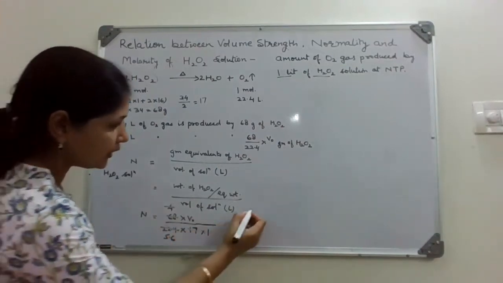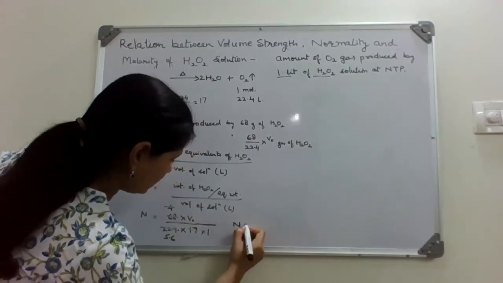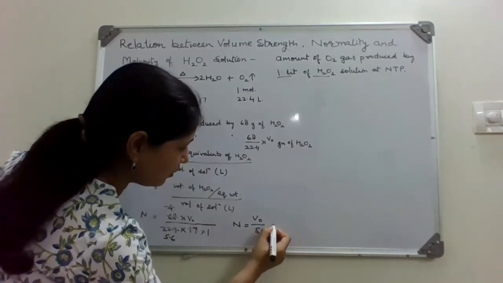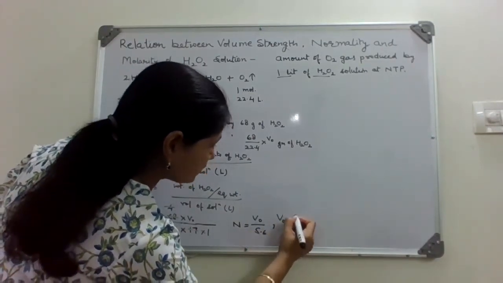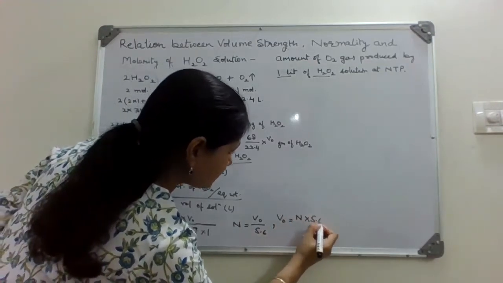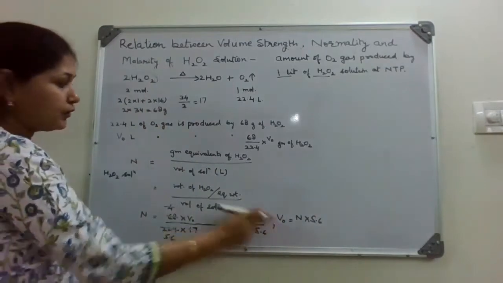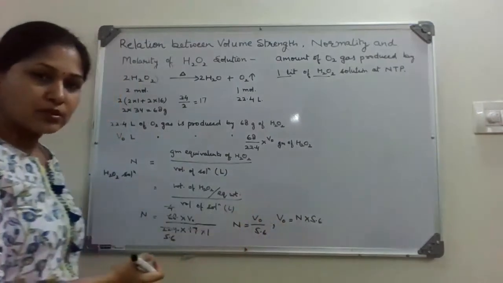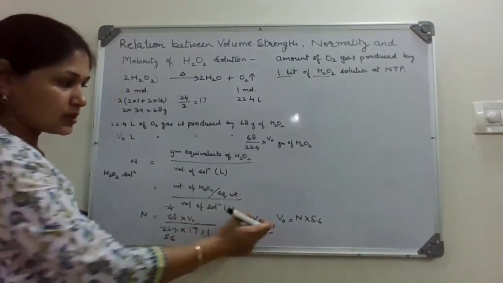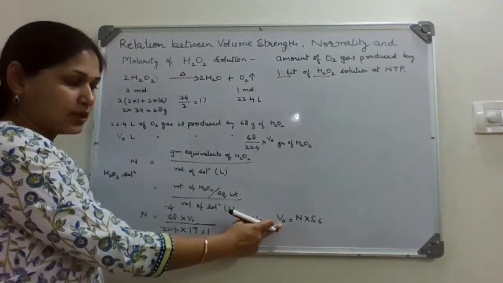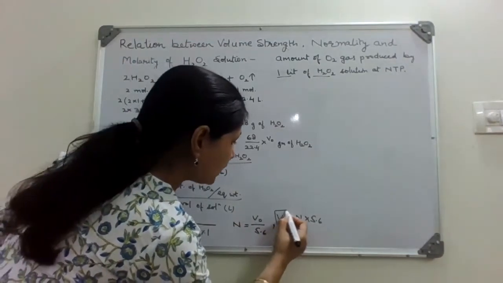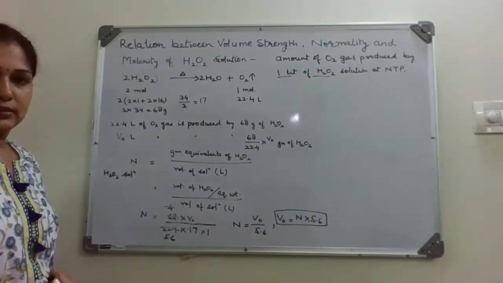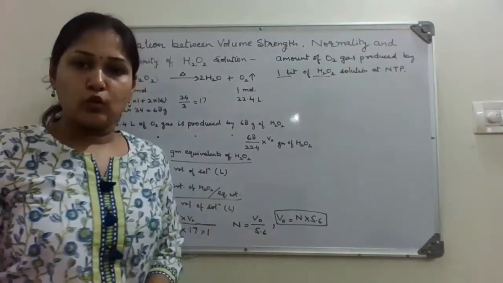So we can say normality of the solution is equal to VO divided by 5.6, or we can say VO is equal to normality into 5.6. This VO is the amount of oxygen gas produced by hydrogen peroxide solution. So this is the volume strength of hydrogen peroxide solution. So we can say volume strength of hydrogen peroxide solution is equal to normality into 5.6. This formula is used in numericals.